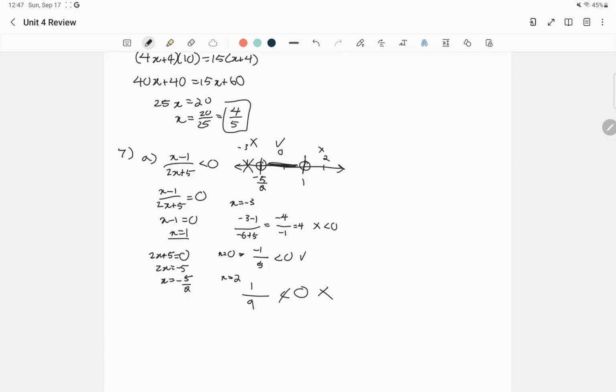So our final answer is going to be negative 5 over 2, open bracket, 1 open. And that is our answer. Actually, we should probably write it like this. That probably looks better.